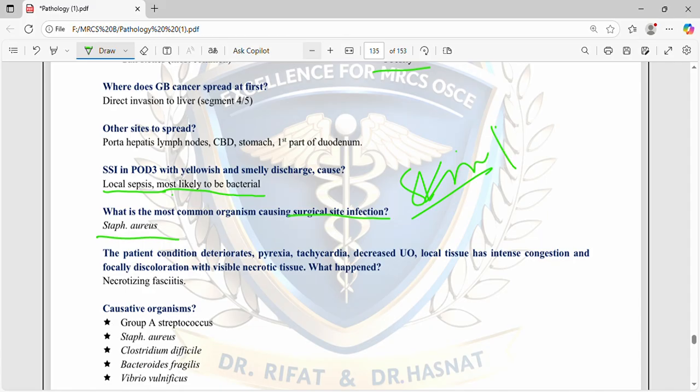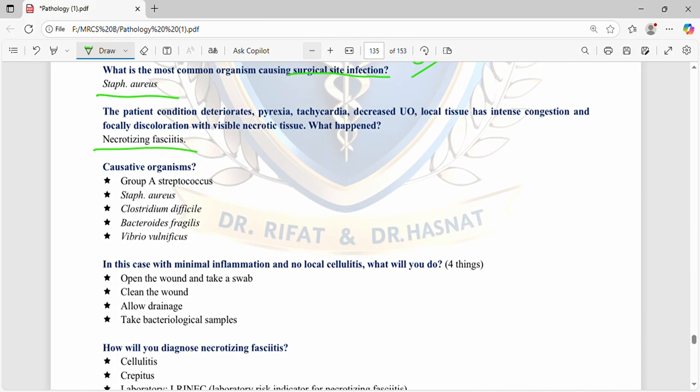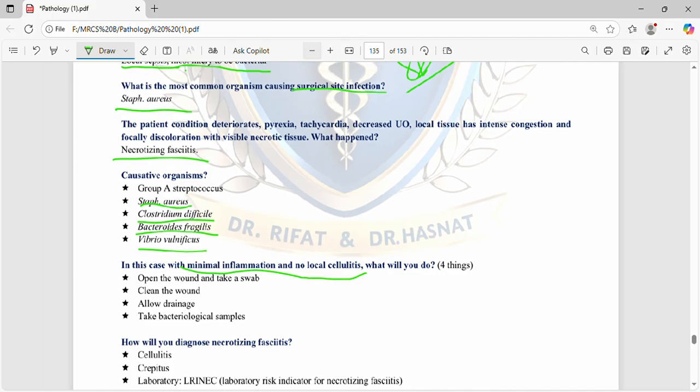The patient's condition deteriorated with pyrexia, tachycardia, decreased urine output, local tissue with intense congestion and focal discoloration with visible necrotic tissue. What happened? Necrotizing fasciitis. Causative organisms: Group A Streptococcus, Staphylococcus aureus, Clostridium, Bacteroides fragilis, and Vibrio vulnificus. In this case, with minimal inflammation and no local cellulitis, what will you do?